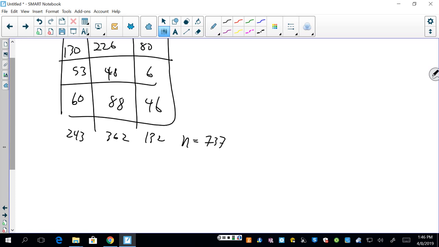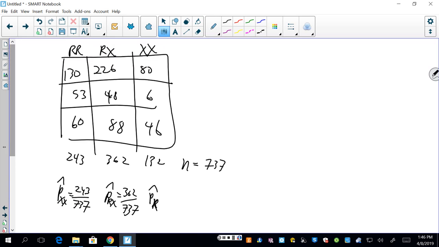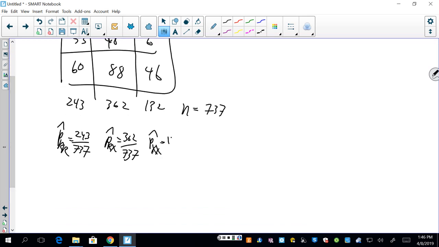So the proportion that's in here, the p hat for XX is 243 over 737. The p hat for RX was 362 over 737. And p hat for R, am I doing it right? This one was RR, sorry. RR, this was XX over here, is 132 over 737. So if that proportion applies to every single row, right, so what's that?